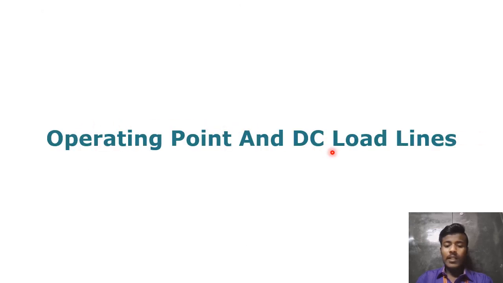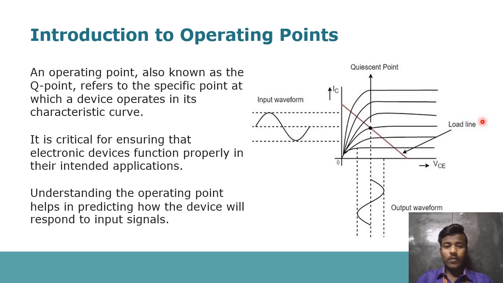Operating point and DC load lines. Introduction to operating points. An operating point, also known as the Q point, refers to the specific point at which a device operates in its characteristic curve. It is critical for ensuring that electronic devices function properly in their intended applications. Understanding the operating point will help in predicting how the device will respond to input signals.